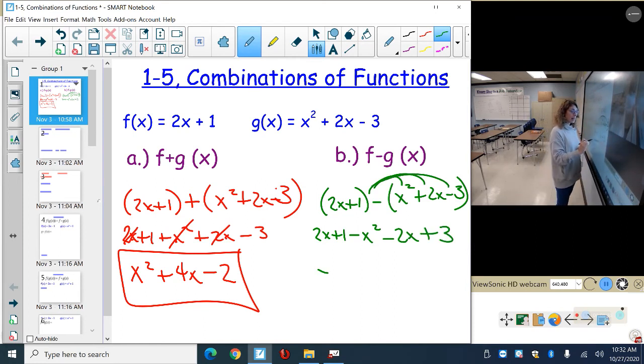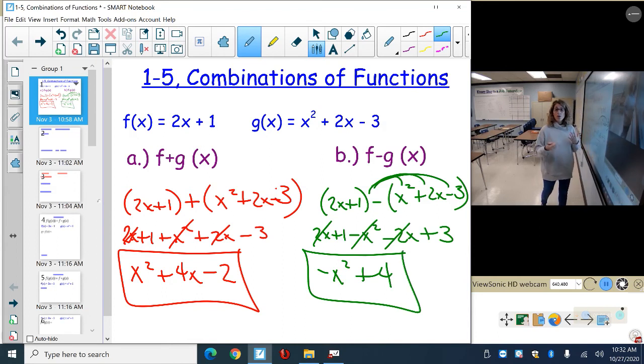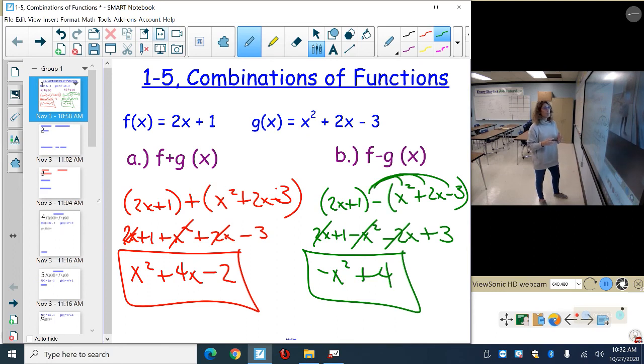So again, I'm going to combine like terms, drop down the negative x squared, the two x's cancel out, and I'm going to be left with a minus x squared plus 4. So that is adding and subtracting the two functions together there. And then that is done.